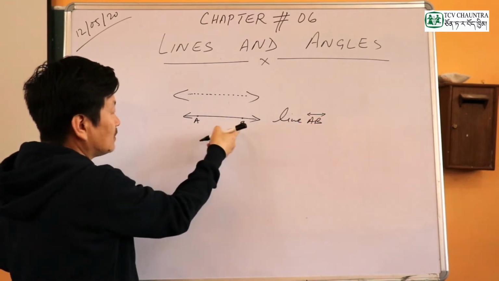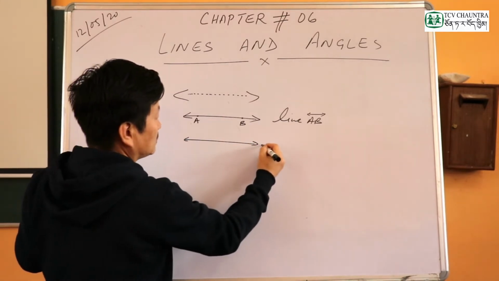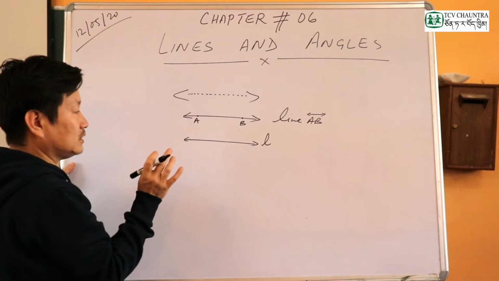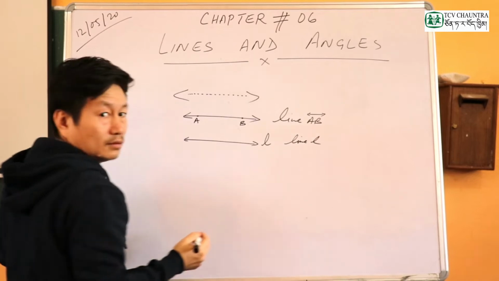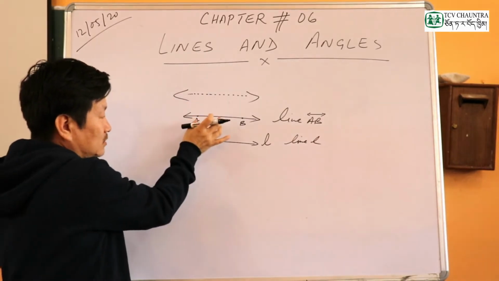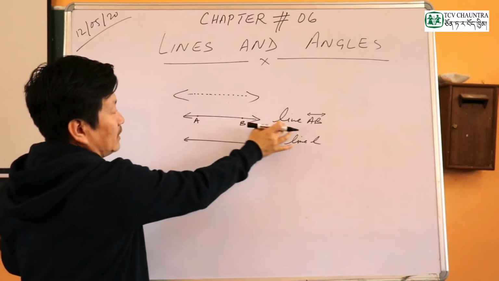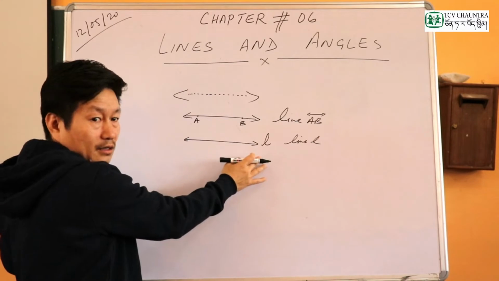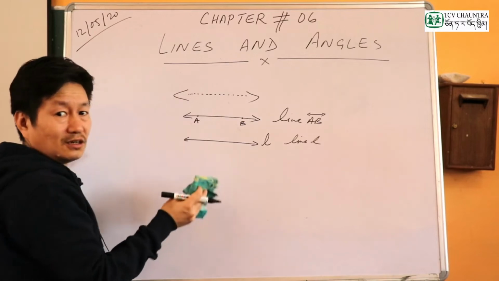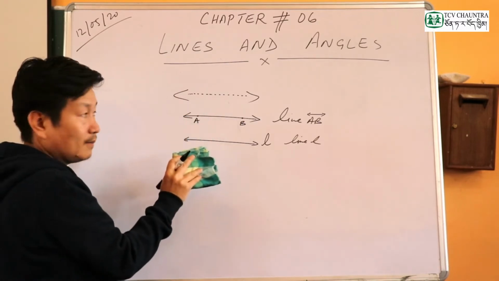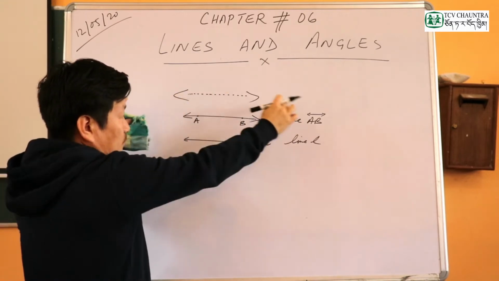A point is marked with a capital letter. A line is named with a small letter, like line L. A line is symbolized by line L, or by capital letters of two points on it, like line AB. Imagine a line cutting another line at a point.